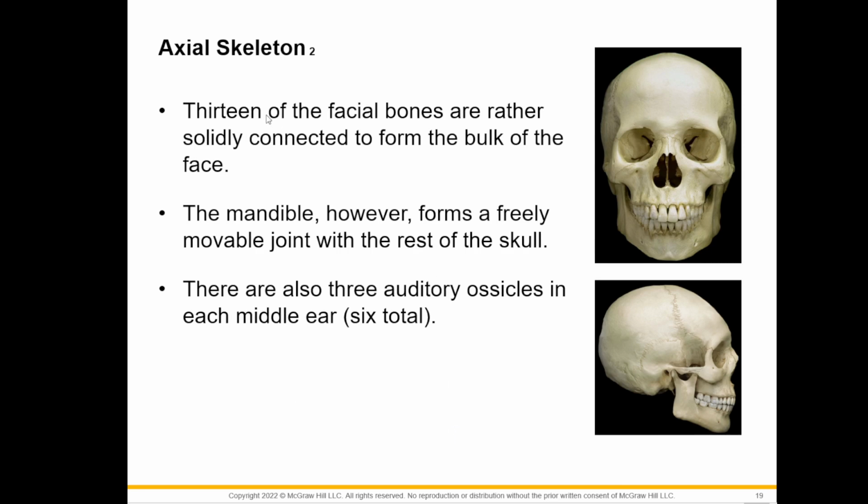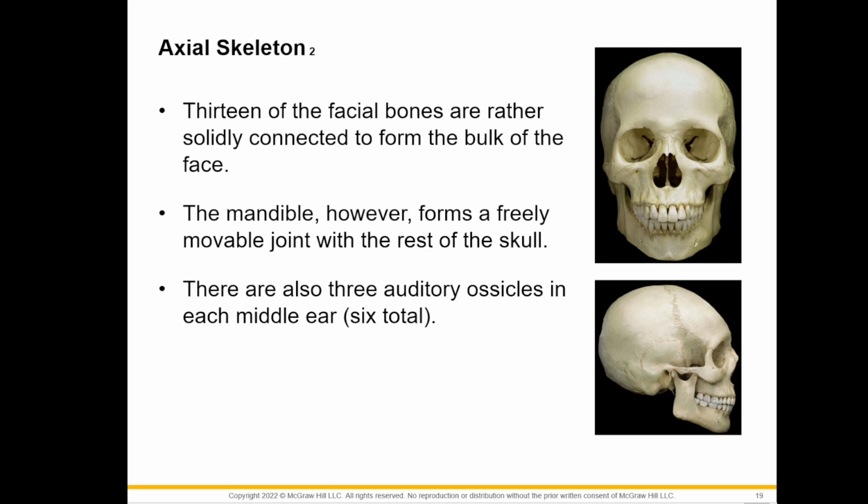13 out of the 14 facial bones are solidly connected to form the bulk of the face. However, one bone of the face, the mandible, itong lower jaw natin, is a freely movable joint with the rest of the skull. What does this mean? Di ba, in the face, we have 14 bones. 13 out of the 14 bones are solid, meaning they are not movable. You cannot move them at all.